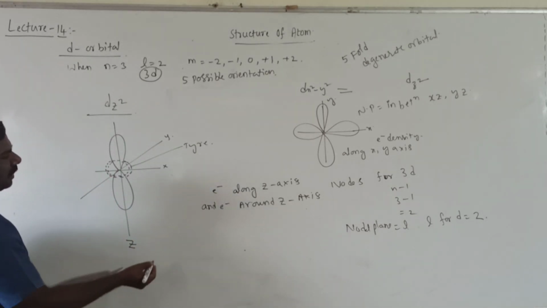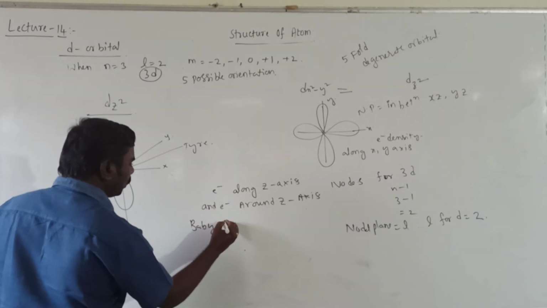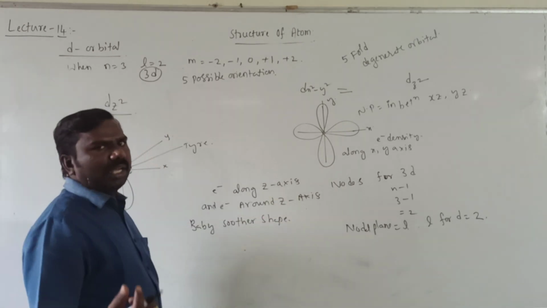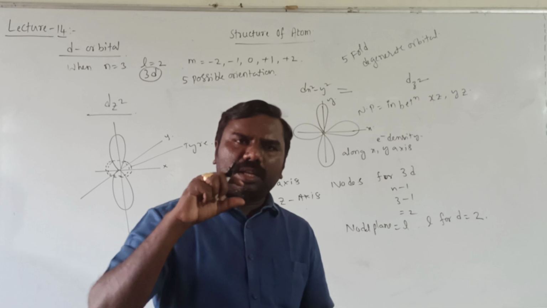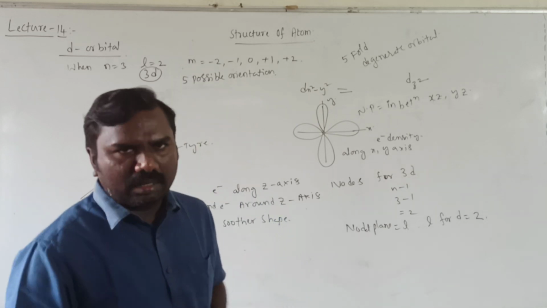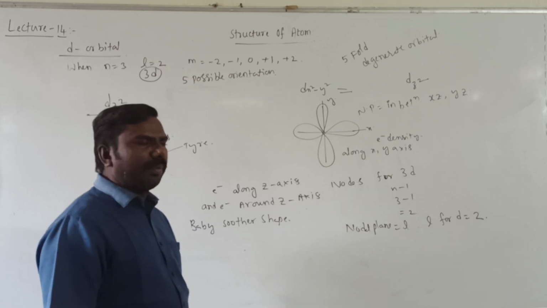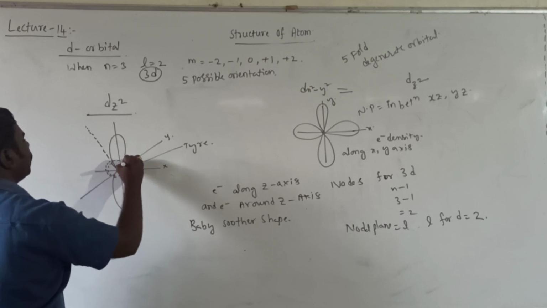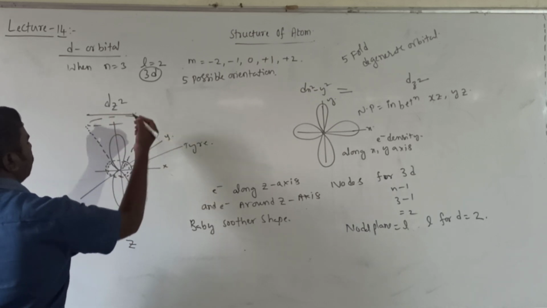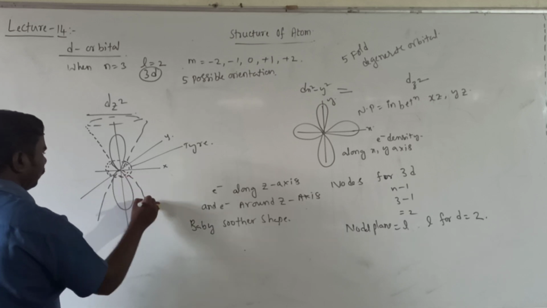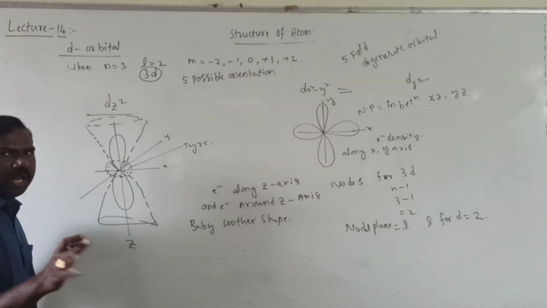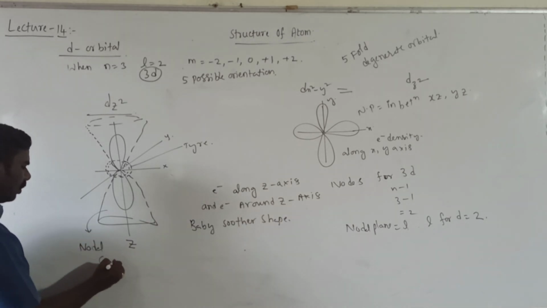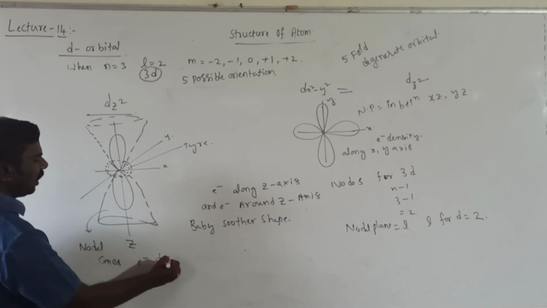dz square. It is baby suture shape. While feeding milk, at the end of the milk bottle there is a shaped like thing that is called baby suture shape. So now here if you observe, there are two cones we can observe. This is one cone and here also another cone. These are having no density. So nodal cones. Electron density becomes 0 here.